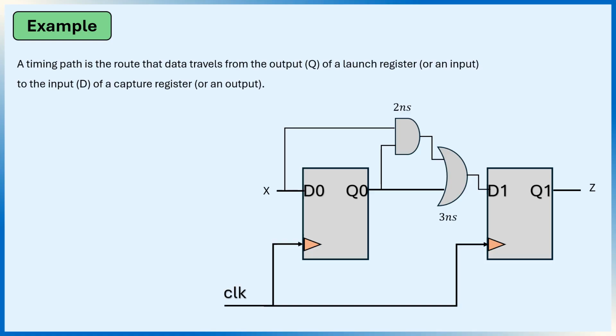Before we start calculating delays, let's define what a timing path is. A timing path is the route that the data travels from the output Q of a launch register, or from an input, to the input D of a capture register, or to an output. A single destination can have multiple timing paths, and in static timing analysis, we analyze each path independently. Now let's calculate the delays of the different timing paths in this circuit.